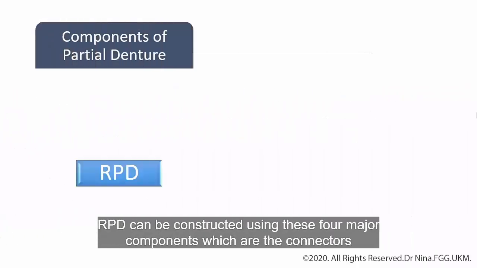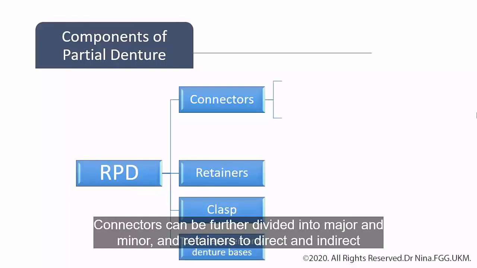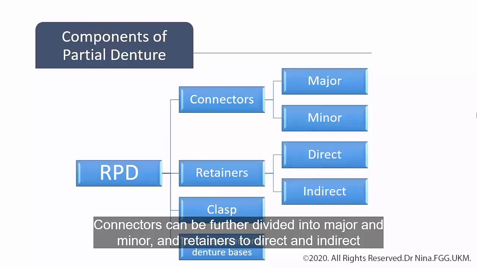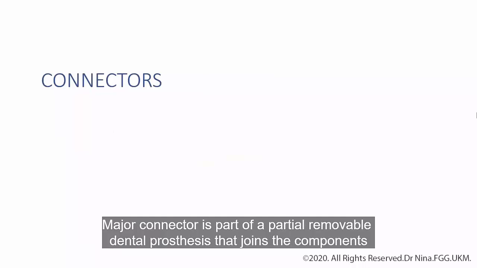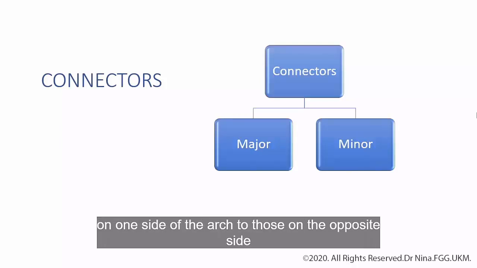So RPD can be constructed using these 4 major components, which are the connectors, retainers, clasps, and tooth replacement or denture bases. Connectors can be further divided into major and minor, and retainers into direct and indirect retainers. Okay, let's look at the definition of major connectors. Major connector is the part of a removable partial dental prosthesis that joins the components on one side of the arch to those on the opposite side.